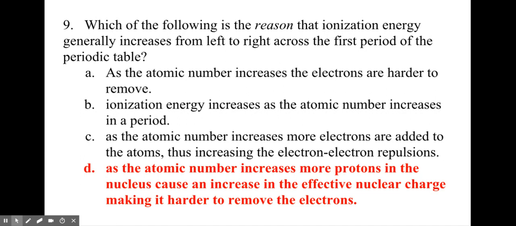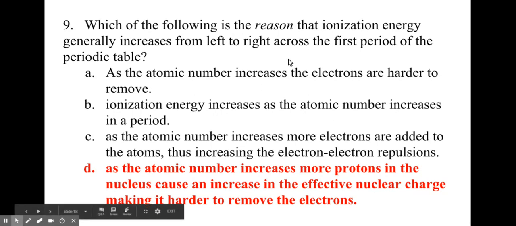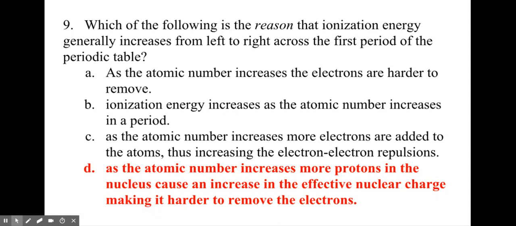Question number 9. Which of the following is the reason that ionization energy generally increases from left to right across the first period of the periodic table? This type of question is one that you may find as multiple choice or, typically, as a free response, open-ended question. The key here is noticing that the word reason is italicized. They're not asking you to simply restate what the periodic trend is. They actually even tell you what it is, so restating it isn't going to get you a point. They want to know why.